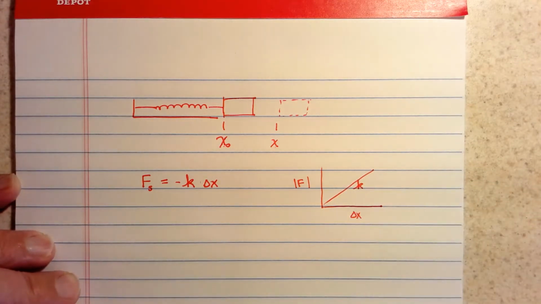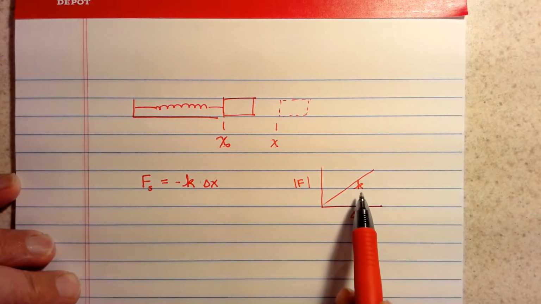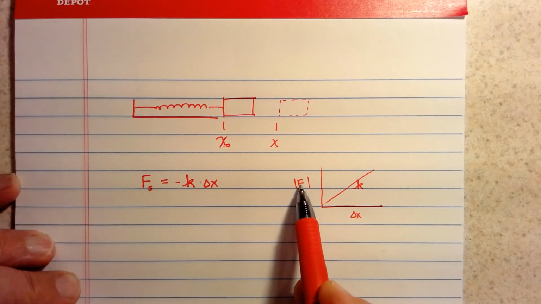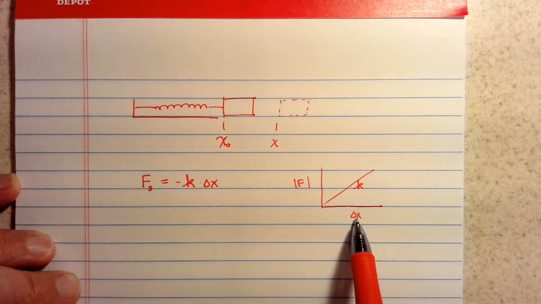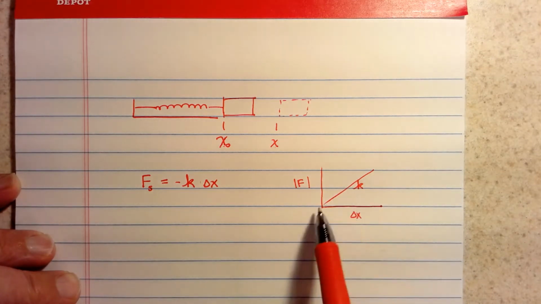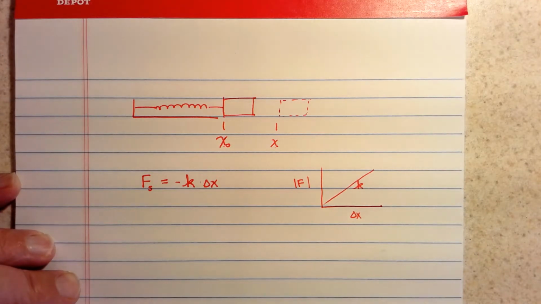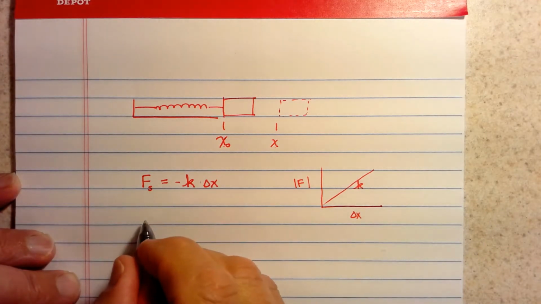All right? So if you had to design an experiment where you're trying to find the spring constant, you could plot the force it takes to stretch it, the distance it is stretched by that force, plot those, and the slope will tell you the spring constant k.